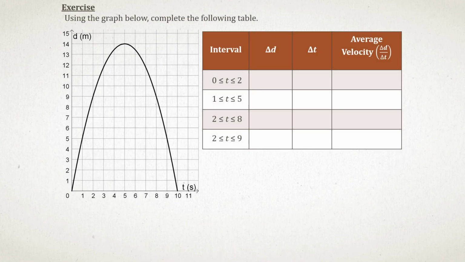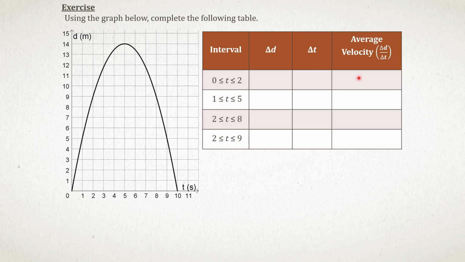In this example, we're going to look at how to calculate average rate of change from a graph. In particular, we're going to calculate average velocity, which is the average rate of change of displacement, and that's the type of graph we're given here as a displacement time graph. So we're going to complete the table that we see here on the right, and we're going to start with the interval from 0 seconds to 2 seconds, and our goal is to calculate the average velocity.